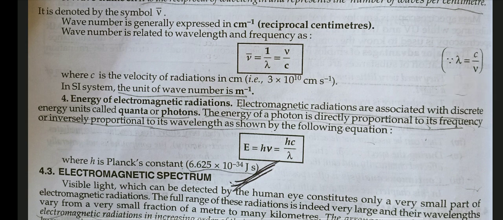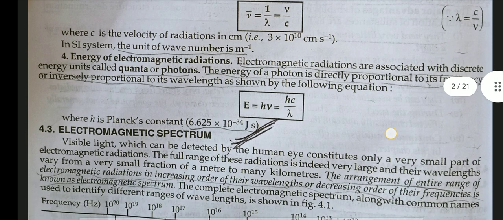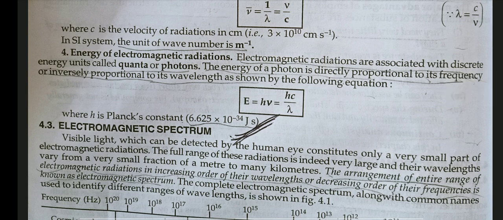Energy of electromagnetic radiation. Electromagnetic radiations are associated with discrete energy units called quanta or photon. The energy of a photon is directly proportional to its frequency or inversely proportional to its wavelength, as shown by the following equation. E is equal to h nu is equal to hc upon lambda, where h is Planck's constant, 6.625 × 10^-34.